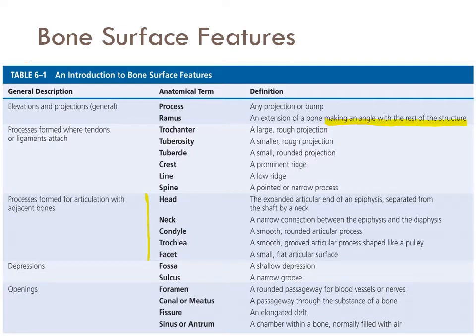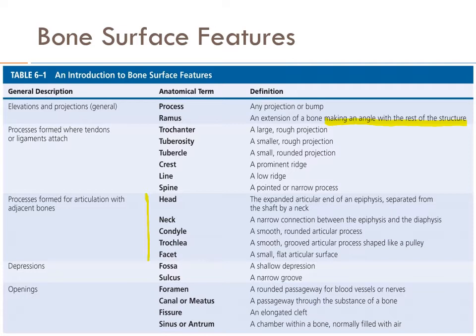If we're looking at where two bones come together, the head is traditionally the articulating end of a long bone. It's an expanded area. Below the head, you have a restricted area called the neck. You can think of that like your head and your neck, right? Your head is larger than your neck.